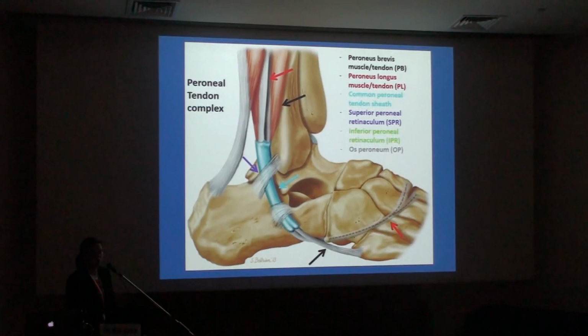Then we talk about the superior peroneal retinaculum, which extends from the lateral malleus to the calcaneus, but there is variable insertion of the posterior aspect. Then the inferior peroneal retinaculum at the lateral aspect of the calcaneus, which extends to the region of the sinus tarsi, and then the variably present os peroneum.